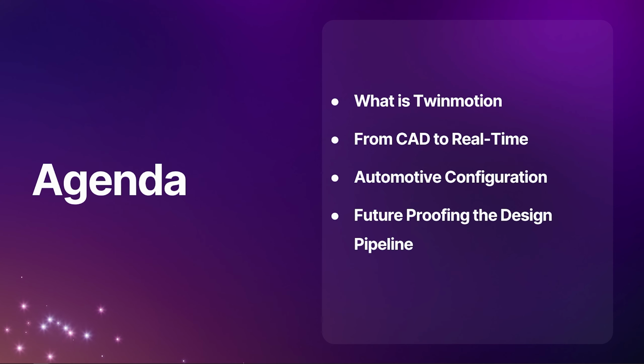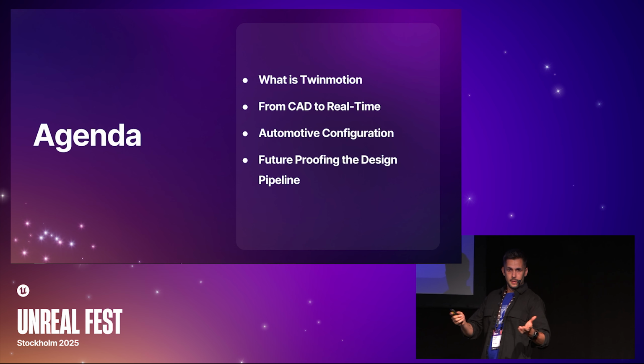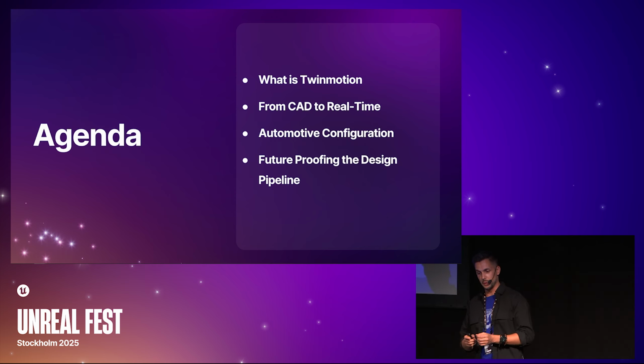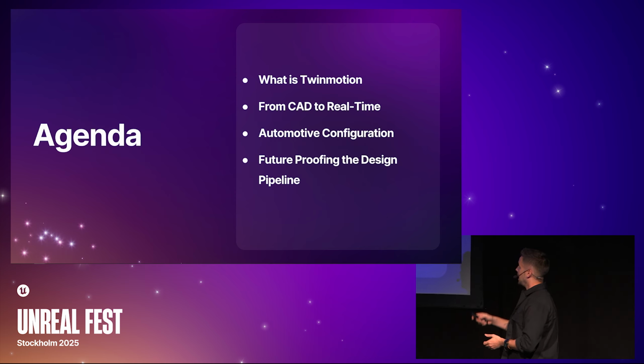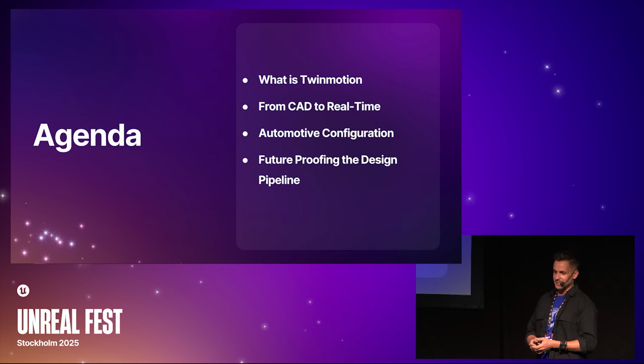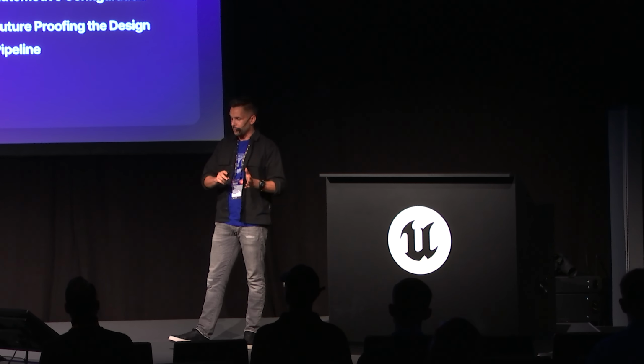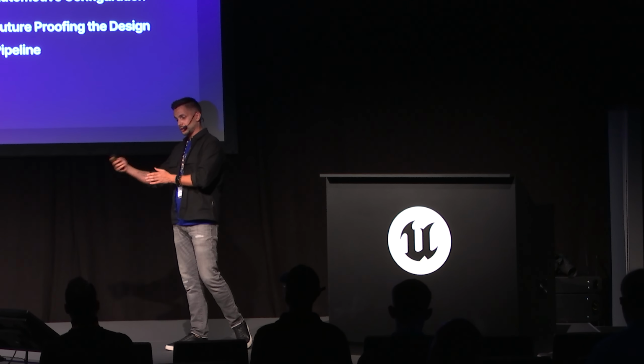Now, a quick overview of the agenda here. I'll explain what Twinmotion is. Then we'll look at CAD from real time. Some of you may be doing some Alias, and we'll show exactly how to import that inside of Twinmotion with the .wire. And then we'll look at my favorite part, which is the automotive configuration. I'm going to show you how to set it up and also how to leverage that for batch rendering. And then we'll finish off with future-proofing the design pipeline.